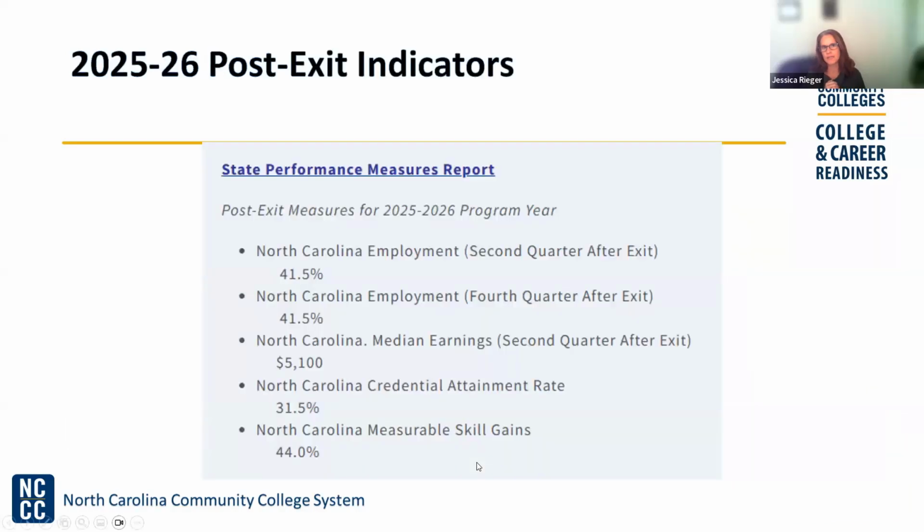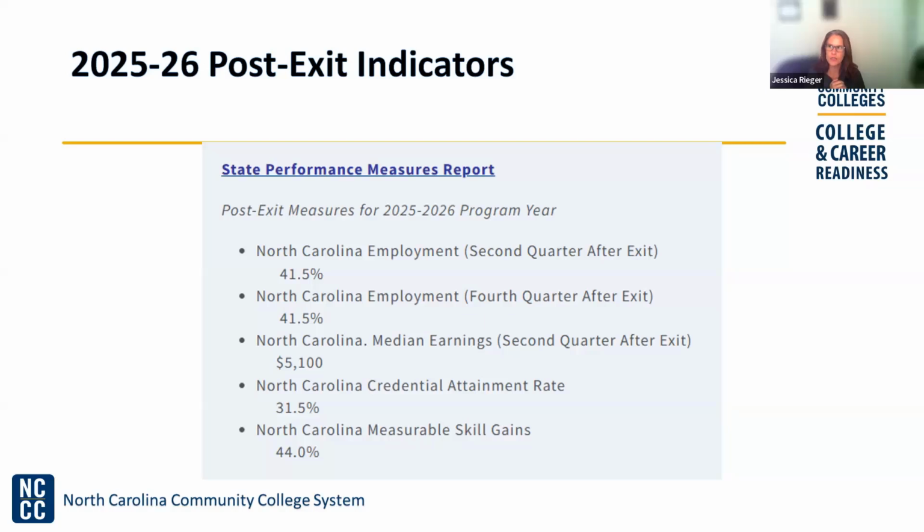All right, next thing. These are the post-exit indicators. These are something that historically I've not spent a lot of time on because they're follow-up outcomes. This is data based on students who exit in a program year. So for example, our 25-26 post-exit indicators, these are our goals for each of these measures. We need to have about 42% of folks employed second and fourth quarter after exit, but we are tabulating this data based on people who exited in the 24-25 program year.